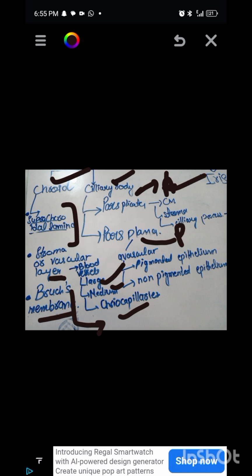The pars plicata consists of the ciliary muscles, the stroma, and the ciliary process, and the ciliary process here is responsible for aqueous humor production, and the pars plana, which is avascular, consists of pigmented epithelium and non-pigmented epithelium. That is all for choroid and ciliary body. And now let's move towards iris.